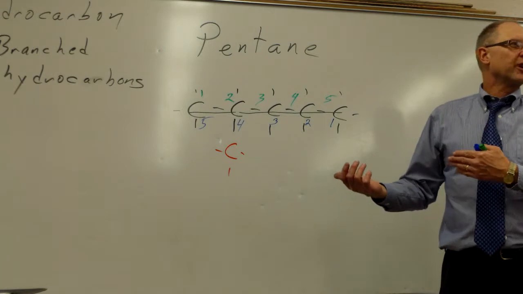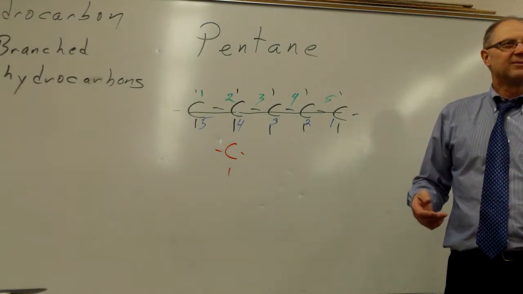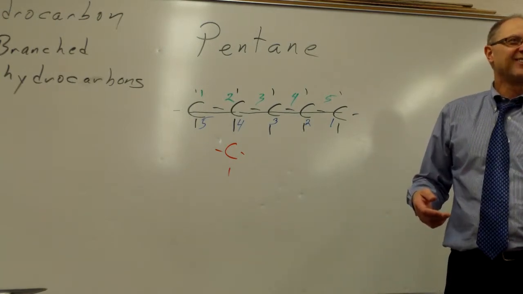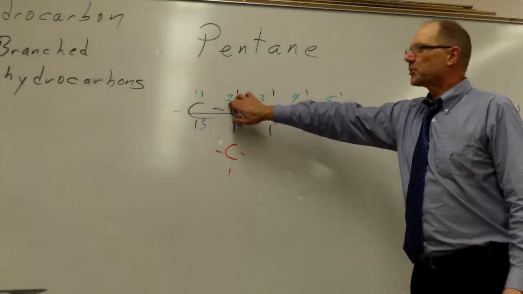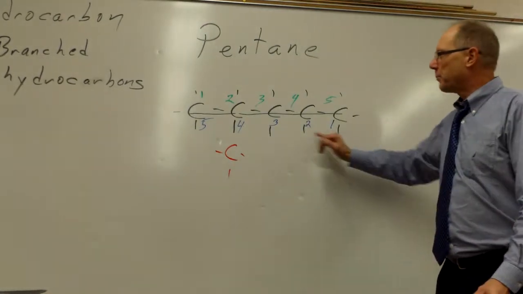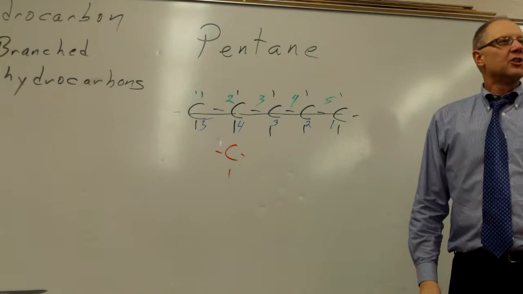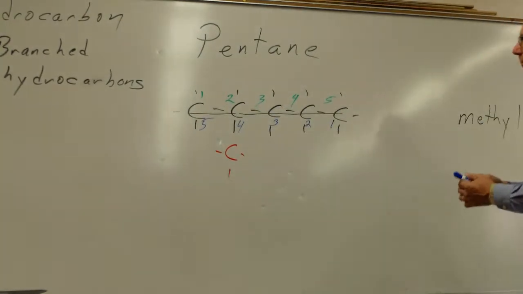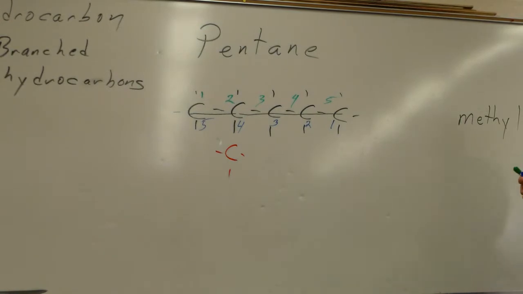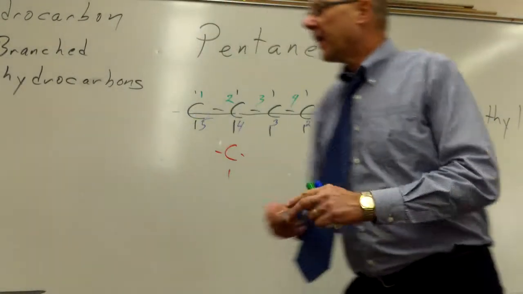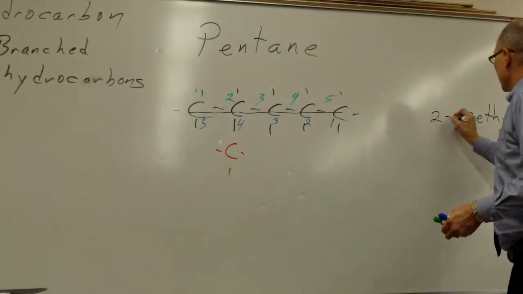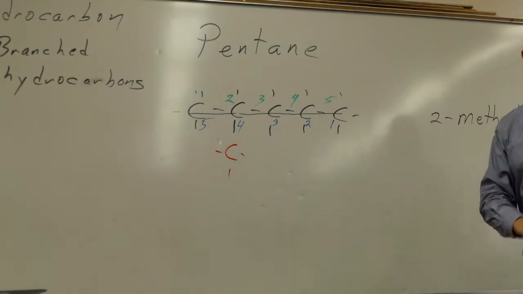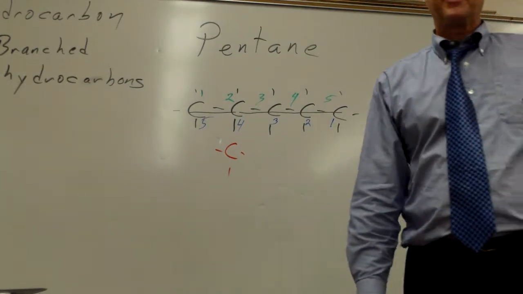So what are we going to choose, the green way or the blue way? The green way, right? The green way puts it on number 2. The blue way puts it on number 4. So according to this rule, we have to number this one left to right, and we then add the number to our name, and this becomes 2-methylpentane. And there's our name, 2-methylpentane.